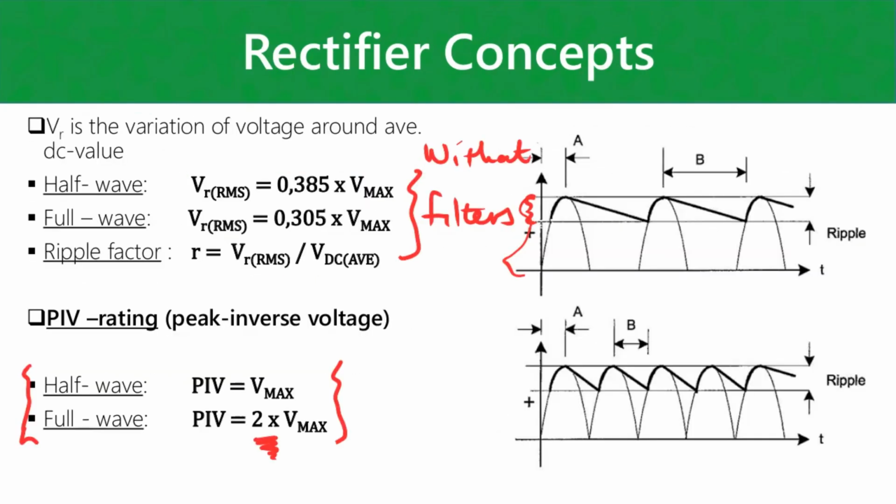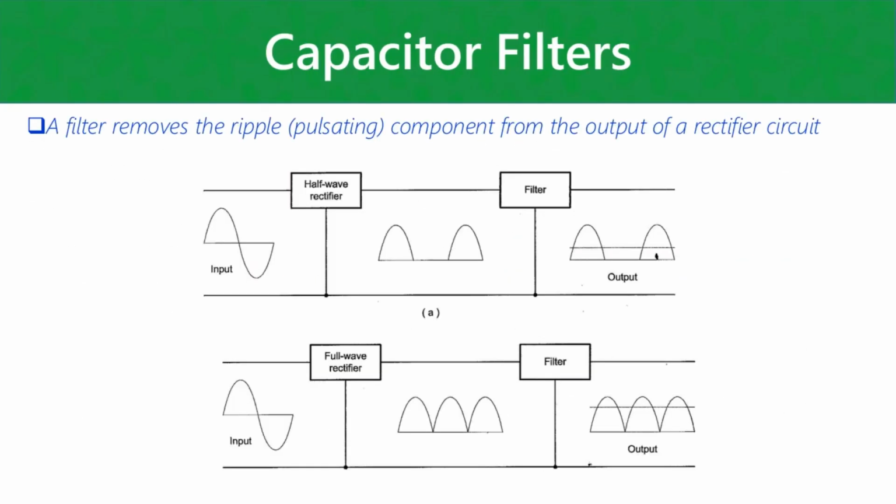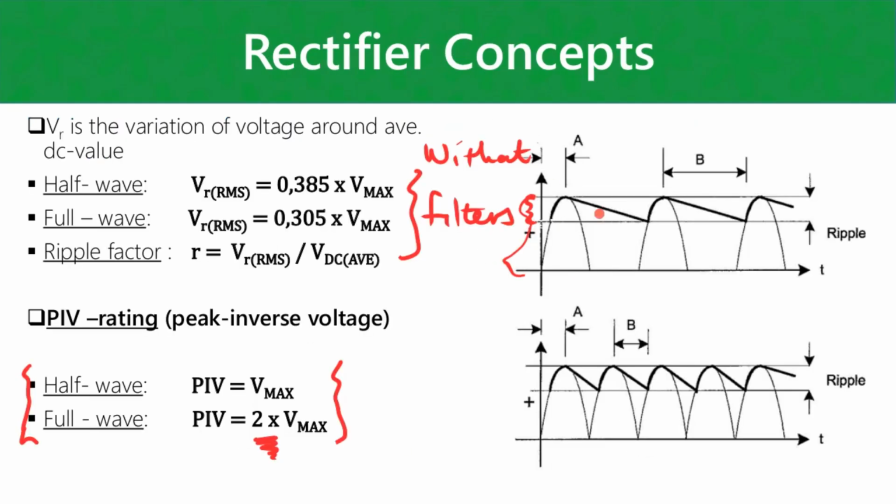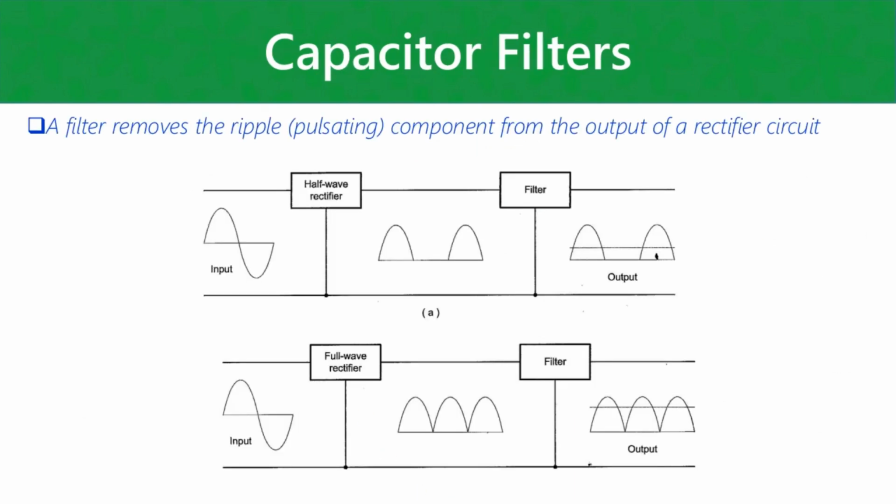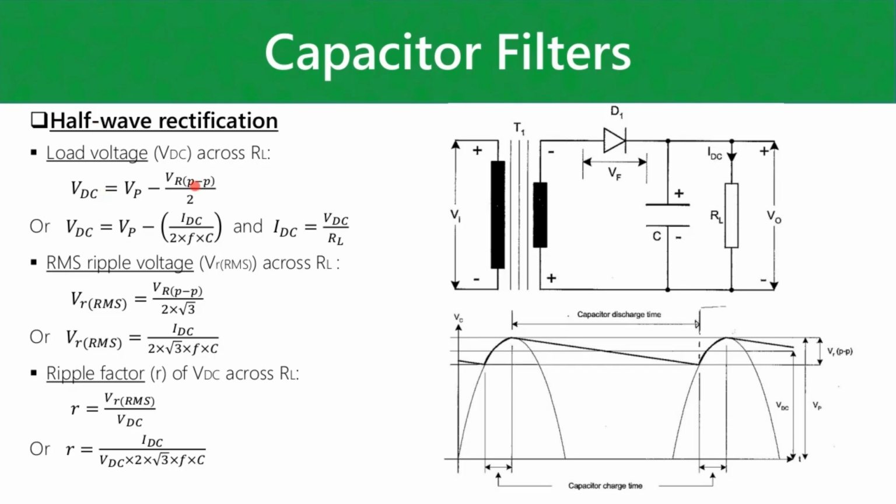Now this is where the filter circuits come in. The goal of the filter circuits is basically to reduce your ripple and to increase your average voltage. Essentially this is going to take the form of a capacitor in parallel with your load. What the capacitor is going to do is store charge and then discharge during the time that your waveform is going lower.